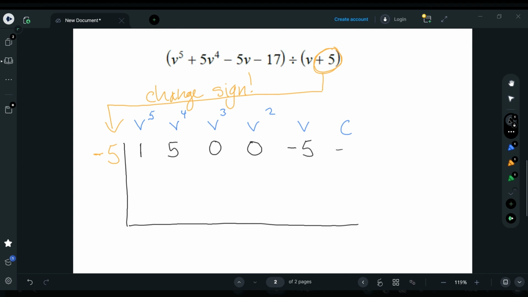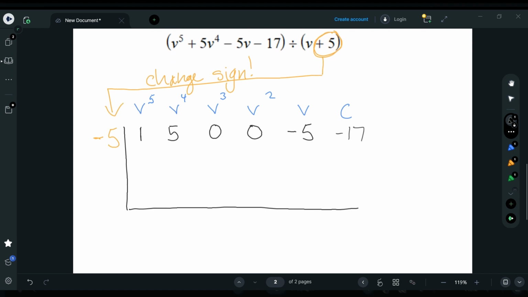Okay. So there we are. We got those set up. Now it's time to begin the process. What's the process for synthetic division? Well, the first step is always this. You take your first number in your first column and you bring it all the way down below the line. So we'll write that here.